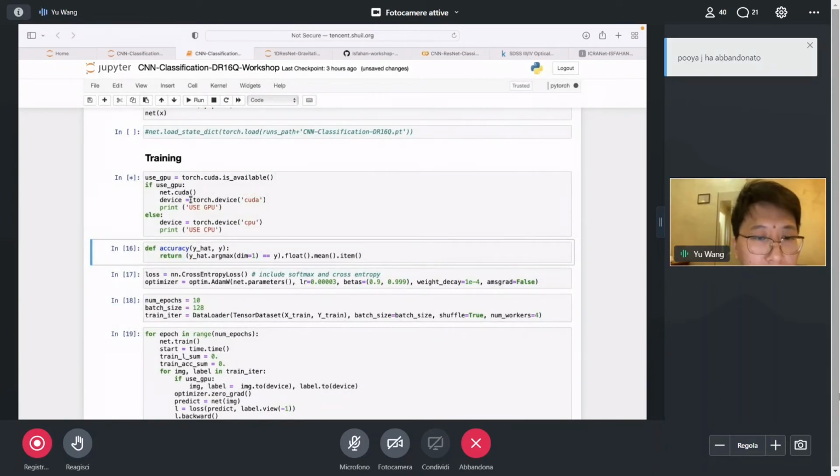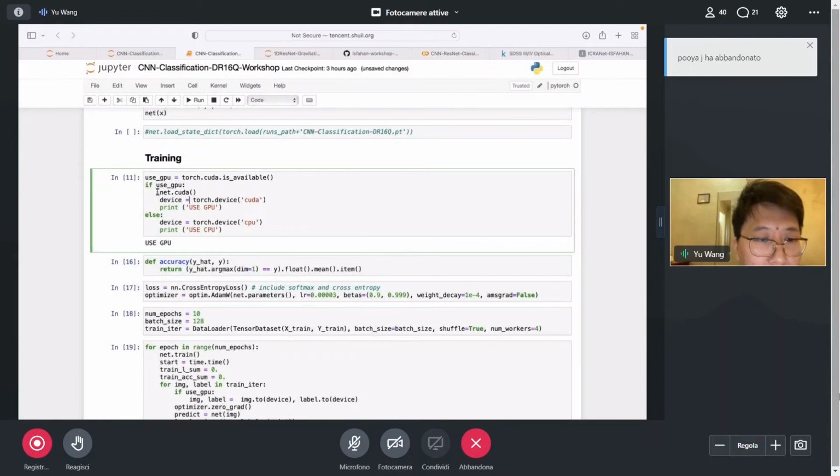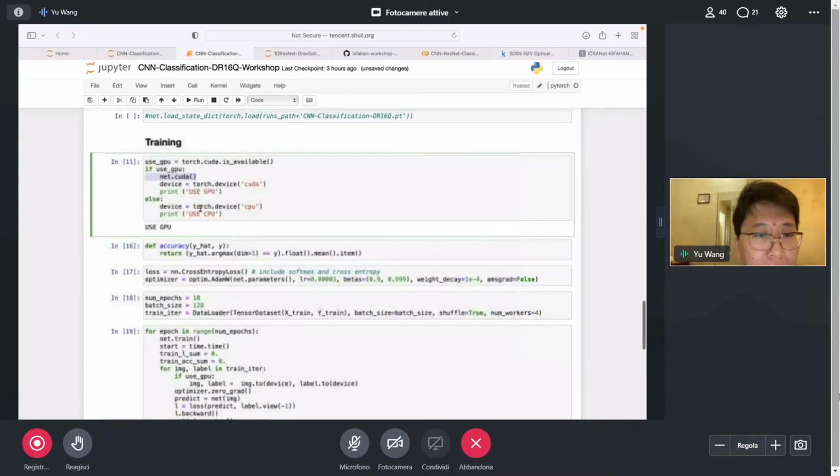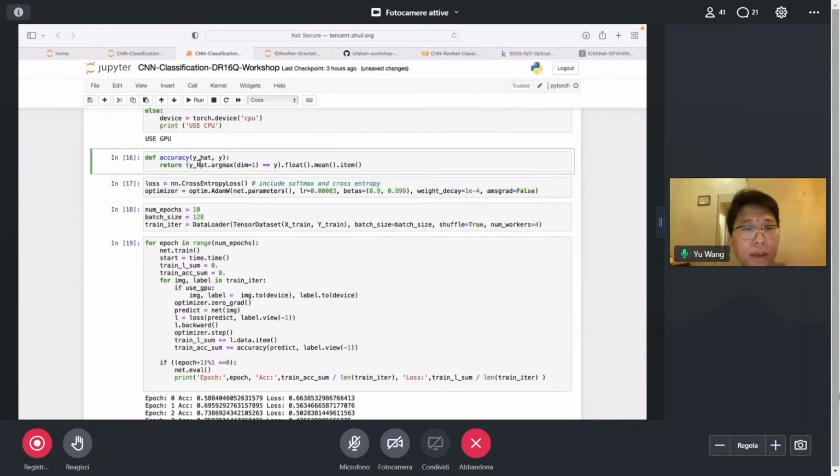We have the net, and you see this line. This line moves the net from the CPU memory to the GPU memory. And we define the device as the GPU. And here we define a function to compute the accuracy.